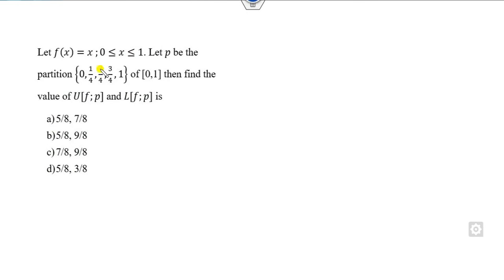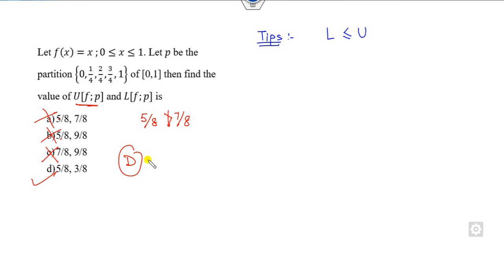Okay, f is a function, find the answer. There is no need to solve the problem. We all know the lower Riemann sum (LPF) is always less than the upper sum (UPF). So the first number is u. 5/8 is not greater than 7/8, so this is cancelled. 5/8 is not greater than 9/8. This is not greater than, so the only option left is D, which is the correct answer. Fine, that's very simple.